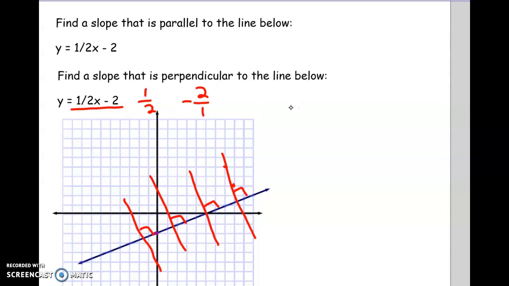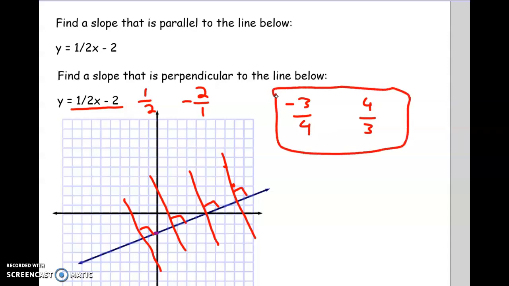So if I took another, and change the sign, sorry, you flip it and change the sign. So if I had, say, a -3/4 slope, then a perpendicular slope would flip 4 and 3 and then change the sign. This was a negative, so now we have a positive slope. So perpendicular slopes look like that, where they're reciprocals and one is positive, one is negative.